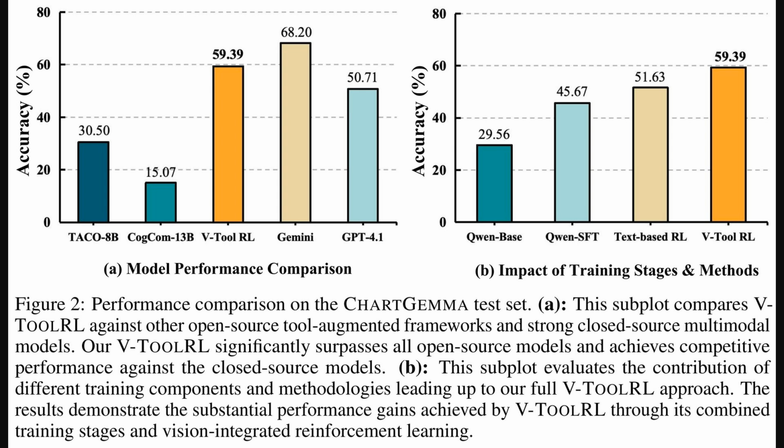Then Part B breaks down how each part of their training contributes. The base large vision language model, Quinn Base, starts at around 29.56%. After the cold start phase, using supervised fine-tuning, it improves to 45.67%. But the full V-TOOLRL, with its reinforcement learning, pushes the accuracy all the way to 59.39%. This really highlights the significant gains from their reinforcement learning approach, especially when compared to a text-based reinforcement learning method that only got 51.63%, showing that integrating visual tool feedback is key.